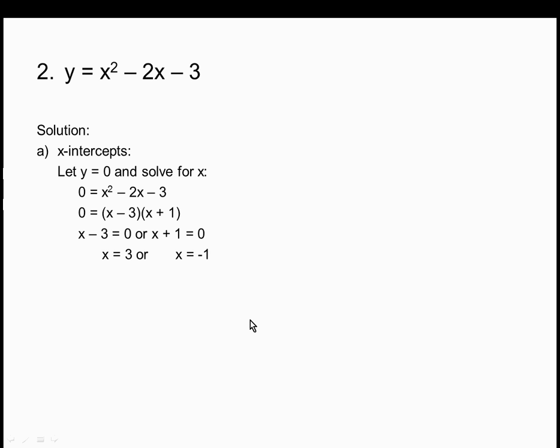Now please, don't put 3 comma negative 1. It's 2 separate points: (3, 0) and (-1, 0). So 2 separate points here when you get 2 values for x. So (3, 0) and (-1, 0). Those are your x-intercepts.